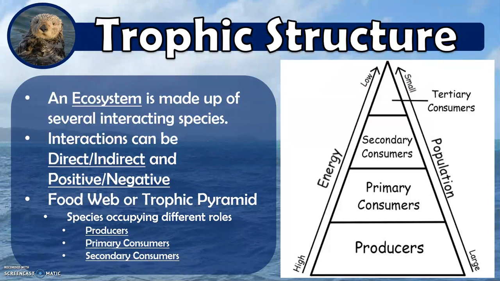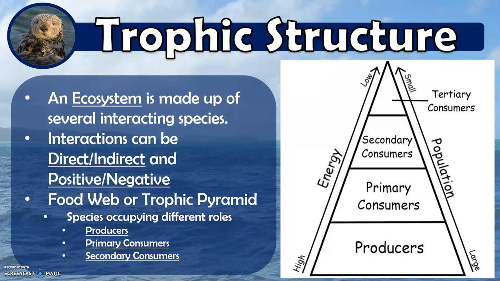Above them are secondary consumers, and these are animals that are predators. They eat herbivores. So think of animals like sea otters that eat urchins. Think of animals like snakes eating mice, and so on. Above these can be tertiary consumers, and these are the super predators, the top predators. These are animals that eat other predators. An example of this can look like hawks and eagles eating snakes.